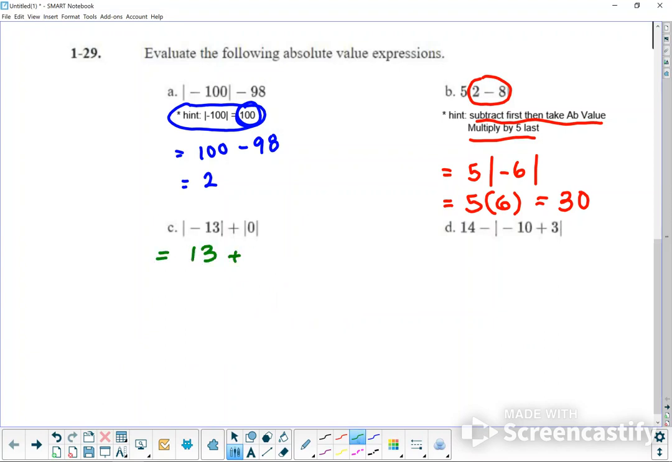Plus the absolute value of 0, which is 0, because 0 is 0 distance away from 0. And 13 plus 0 is 13.